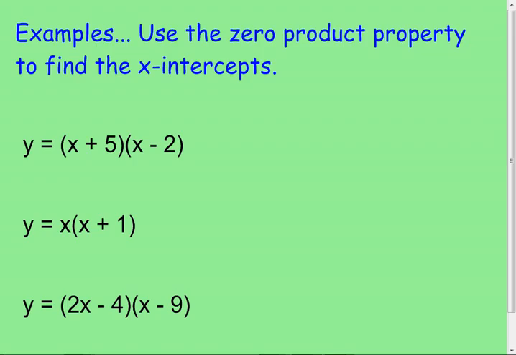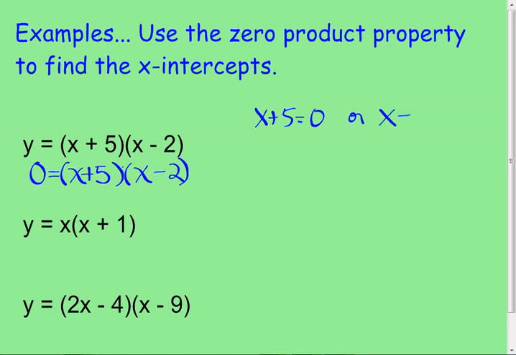So let's try some problems. Okay, so I'm looking for the x-intercepts. So y is 0. So 0 equals x plus 5 times x minus 2. Now, at the University of Minnesota, if you were to find these, this is the work you would have to show. I can just look at it and tell you the answer. Some of you will also look at it that way. But it's their product property. So the professors at the university want to see you write out x plus 5 is 0. Or x minus 2 is 0.